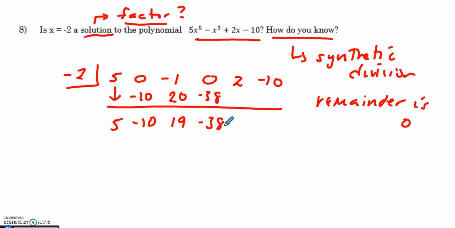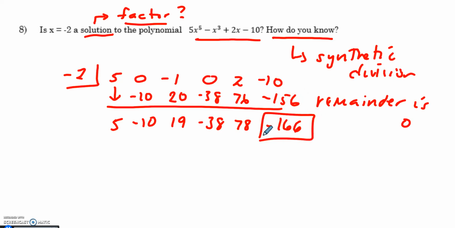-38 times 2 gets me a positive 76. Combine down, get 78. 78 times 2 gives me -156, which means that my remainder is -166. So it seems like this is definitely not a solution to the polynomial because my remainder here is not 0, and that way it's not a factor. So I'm going to say, is it a solution?